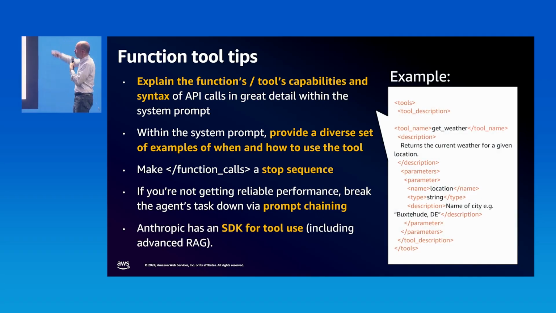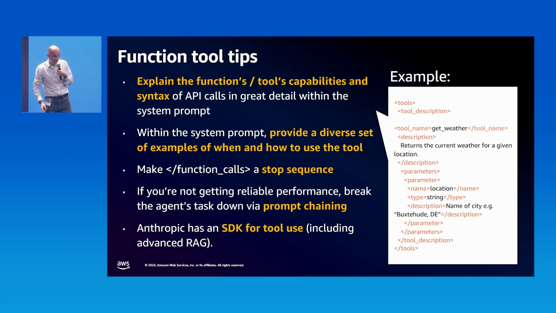So here's an example on how it looks in practice. This is how you would describe the tool description. Tool name is getWeather. This is the description. These are the parameters, location, which is a string. You can actually add type declarations there as well, and all that stuff. And you can use that as part of your system prompt.